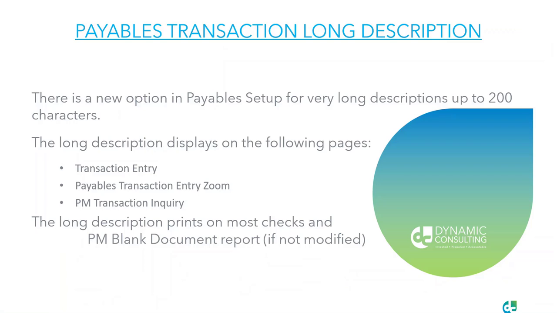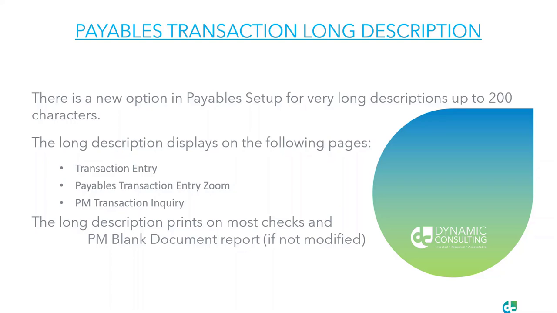Moving on to the Payables series, this also has been a feature or a request for quite some time with GP, basically asking for some more room and characters to be able to use in the description for a payables transaction. The change that has been made is that there is a new long description field up to 200 characters that is in addition to the existing description field that's in the transaction.